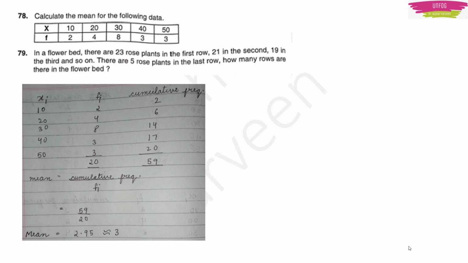Then you add it up. Then to find the mean, you take the cumulative frequency sum, which is 59 here, upon the frequency sum, which is 20 here.